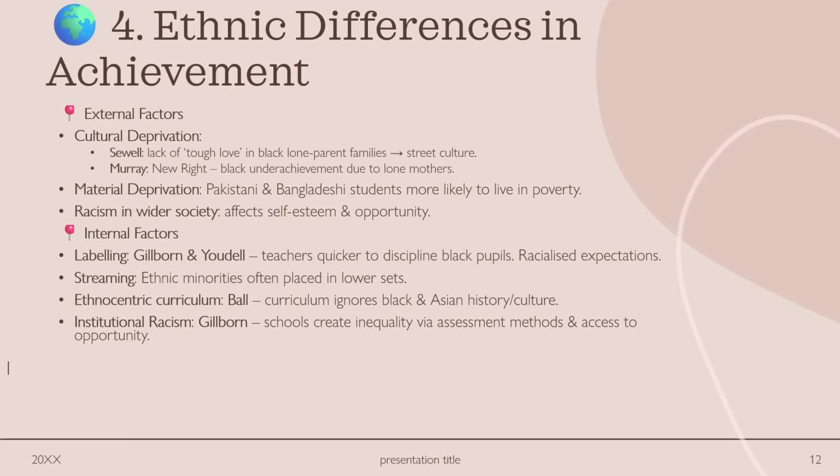quicker to discipline black pupils, meaning they'll already have a negative self-fulfilling prophecy. Streaming: ethnic minorities are often placed in lower sets, which could cause them to have lower self-esteem and not work as hard. The curriculum ignores black and Asian culture, which, if it was included, might make them pay more attention to education and the curriculum. Then you have institutional racism. Gillborn talks about this, and ethnic minorities may just have less access to opportunities.